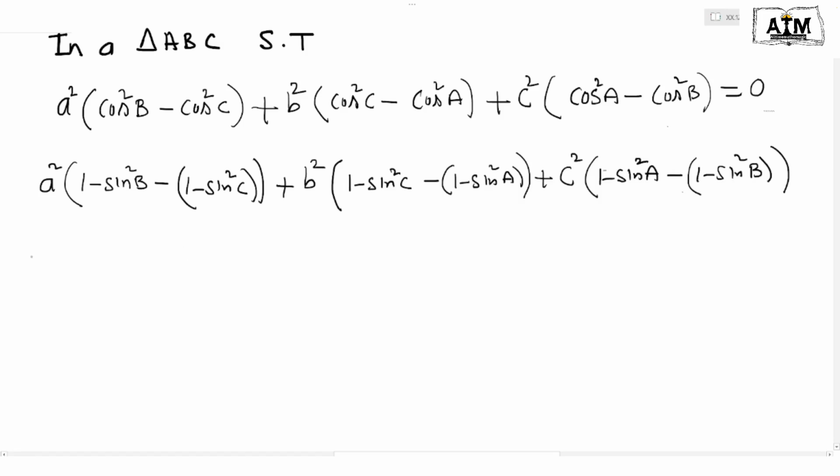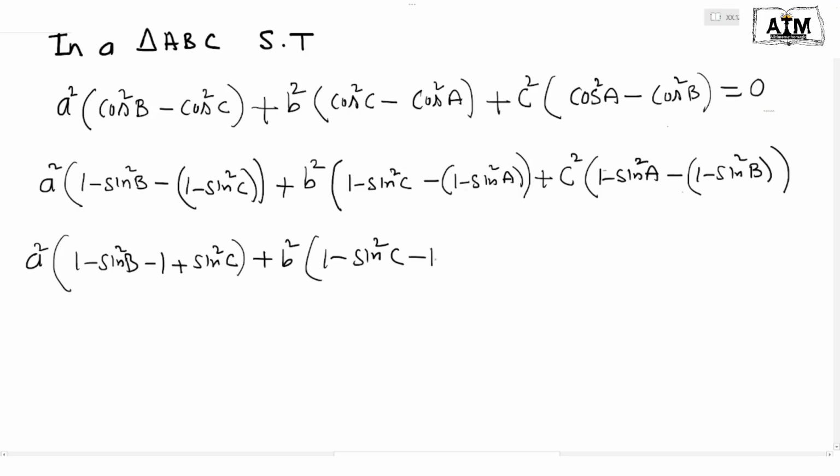After this, we can write here 1 minus sin square b minus 1 plus sin square c, plus b square times 1 minus sin square c. After opening the bracket, if there is a minus symbol before the bracket, the symbols inside the bracket change. Therefore, we get minus 1 plus sin square a, plus c square, again 1 minus sin square a minus 1 plus sin square b.